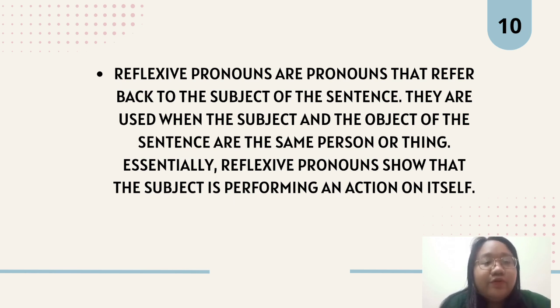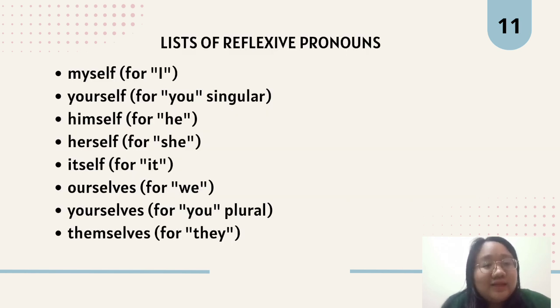Now, let's look at the list of reflexive pronouns. In this slide, you'll be able to see the pronouns and their corresponding partners. So, if the subject is he, then we should use the pronoun himself. An example of it is, he washed the dishes by himself. Okay?